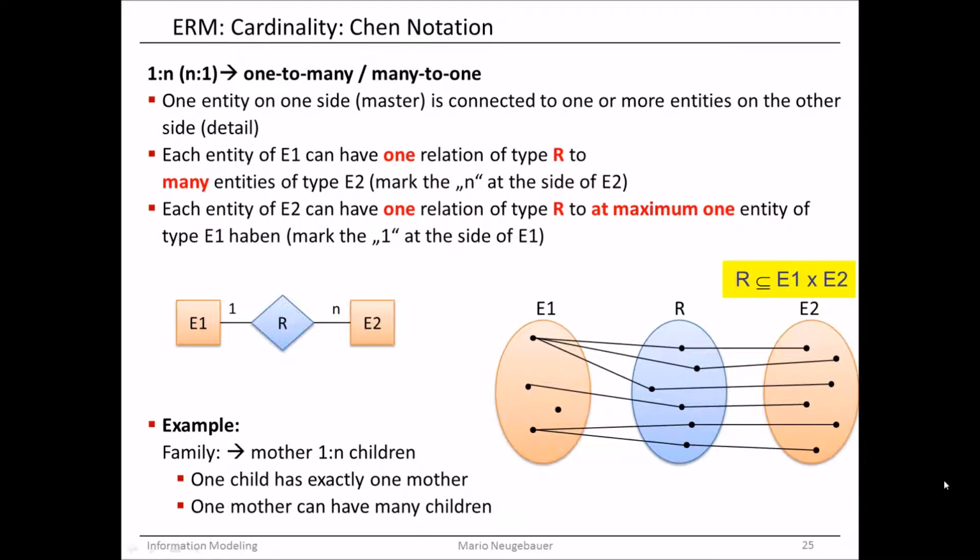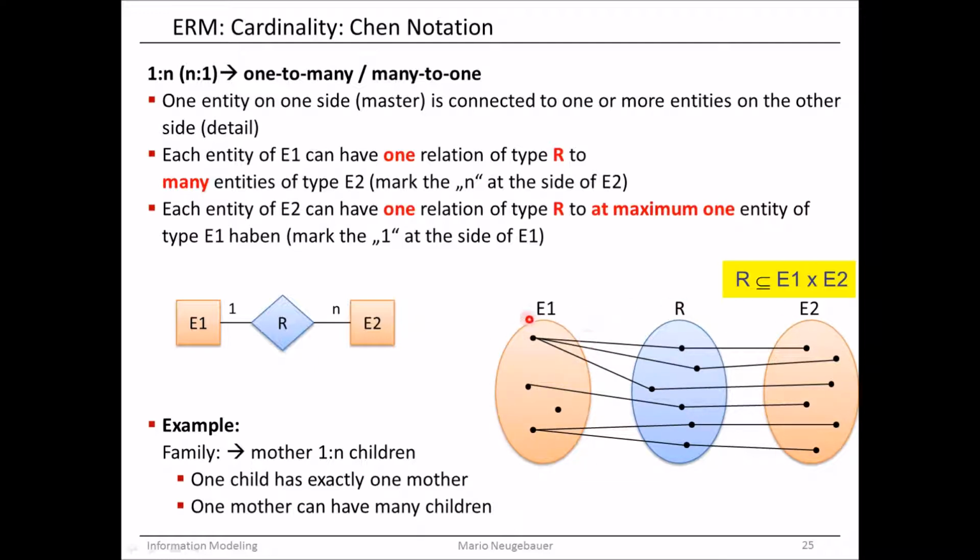Now the cardinality 1 to n, or n to 1 if you look into the other direction. If you have a cardinality 1 to n, then on one entity you can have different connections to entities from the other entity set. Vice versa, entities from the other entity set can only be connected to one entity of the first entity set. It's described in the picture here on the right side.